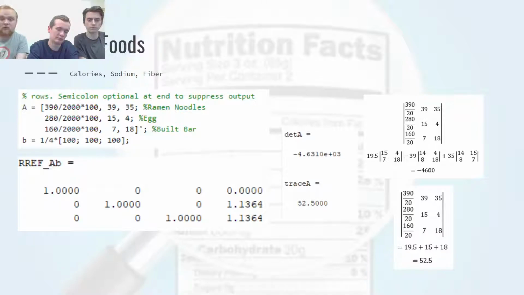The determinant and trace are also shown on the right. The determinant coming in at negative 4.6 times 10 to the third, and the trace coming in at 52.5. The methods for how we solve both of those are shown on the further right.